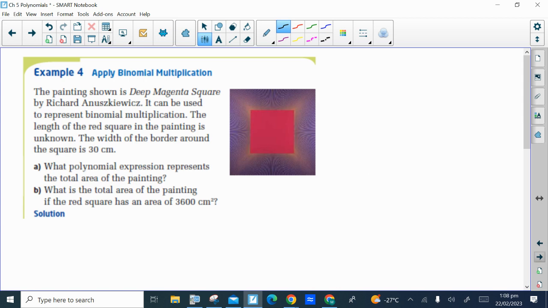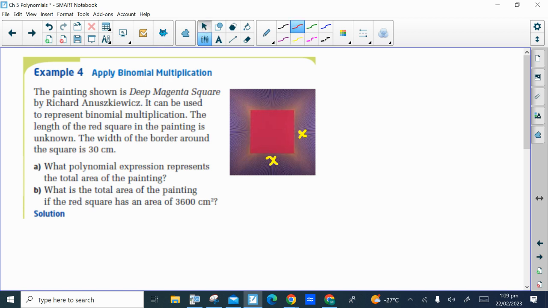This painting is called Deep Magenta Square. It can be used to represent binomial multiplication. The length of the red square in the painting is unknown. So let's let the dimensions of that square be x. If it's a square, the length and width, the base and the height are the same. Right? That's what a square is. But the width of the border around the square is 30 centimeters.